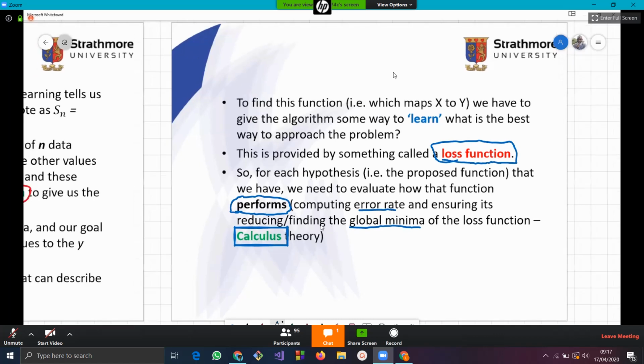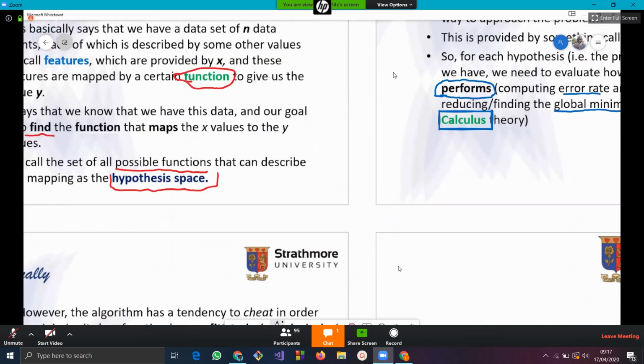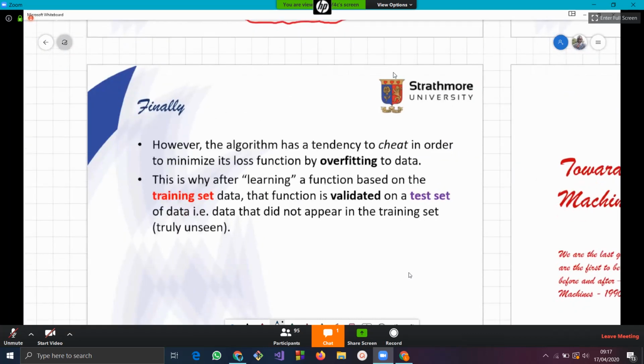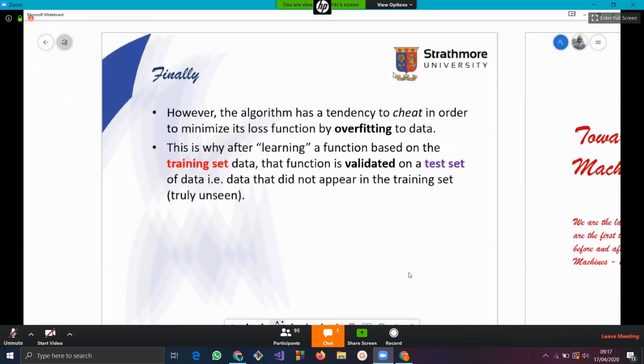Fine. Then the story continues. Two more slides to the end of the story. In fact, it's the final one. One more slide. However, the algorithm has the tendency to cheat in order to minimize its loss function by overfitting of data. There is a problem called overfitting of data, which we talked about some time back.